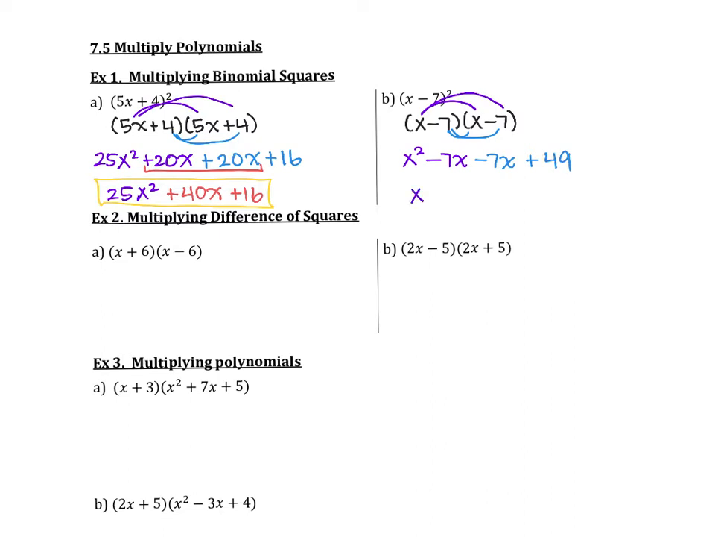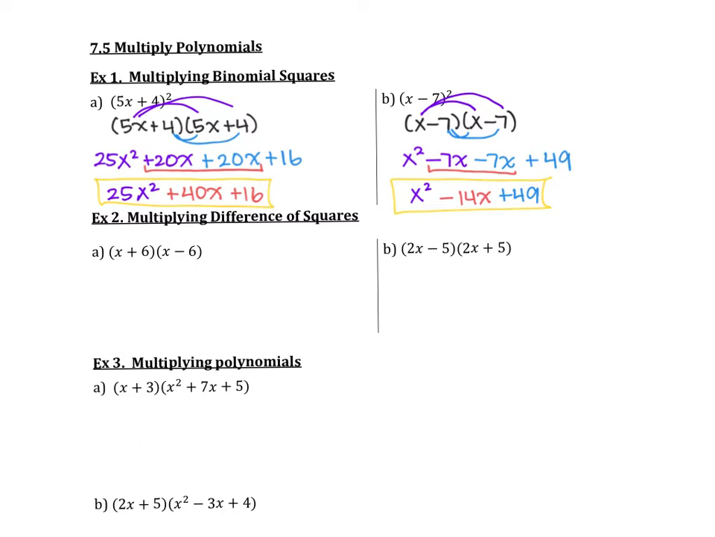I'm going to bring down the x to the second. Minus 7x is going to be minus, and then I'm adding it up to 14x. If I have 2 minuses, I get an even bigger minus as my total. Okay, so my final answer is x to the second minus 14x plus 49. And I should have had 4 terms because I was doing a binomial times a binomial.